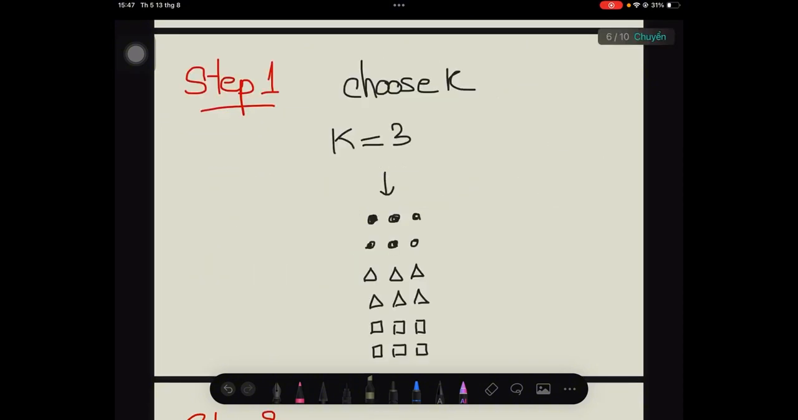Step 1 is very simple. Choose the number of clusters. Suppose we choose K equals 3. That means we're asking the algorithm to divide the observations into 3 groups. And here is an important limitation. The algorithm does not automatically know that 3 is the correct number. The analyst has to choose K. This becomes one of the major weaknesses of K-means clustering.